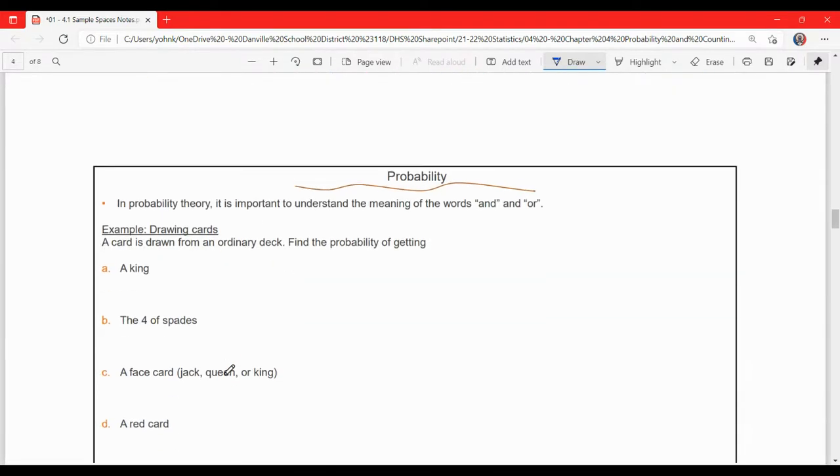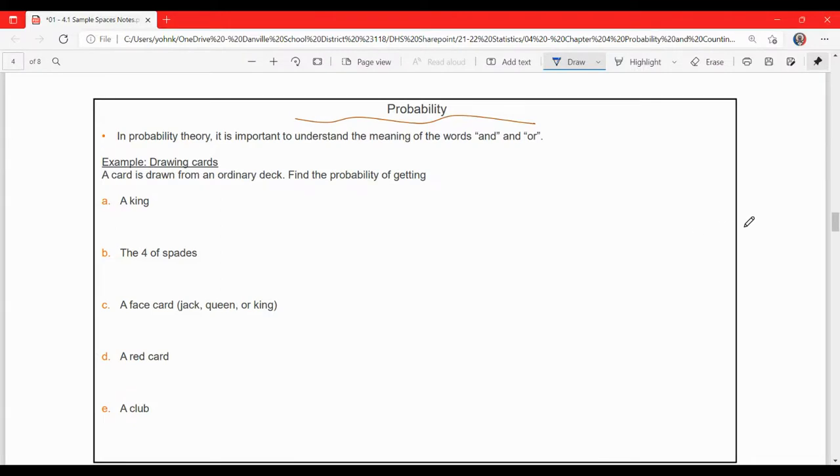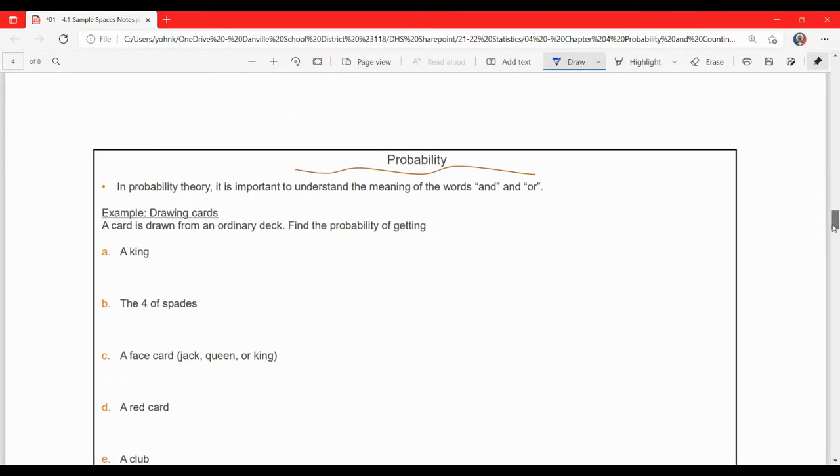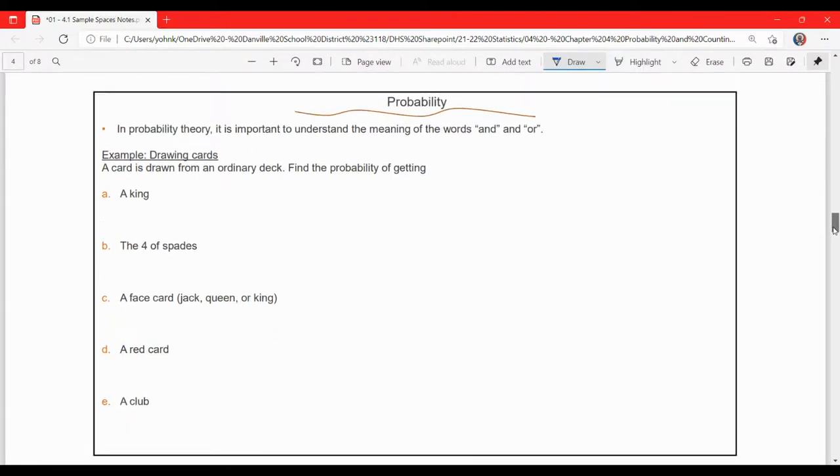Okay, let's switch over to cards. If you need to, you can refer back to the chart that had all the different cards on it. In probability theory, it's important to understand the meaning of the words or and and. So we're going to talk about them while we do this page and for the rest of the section.